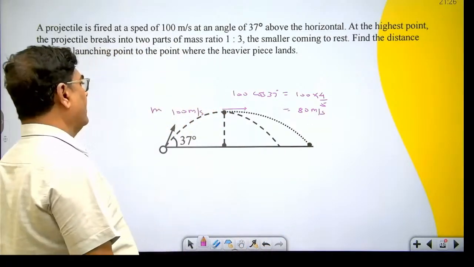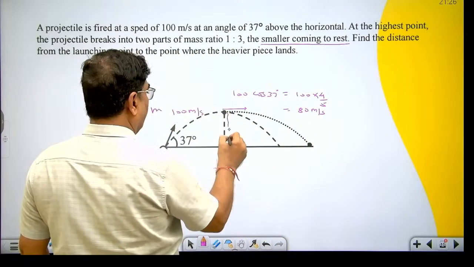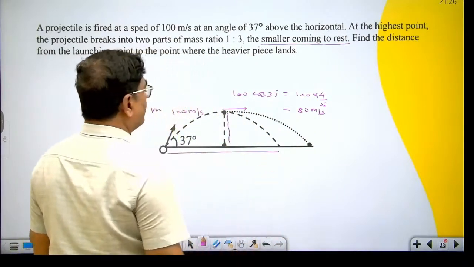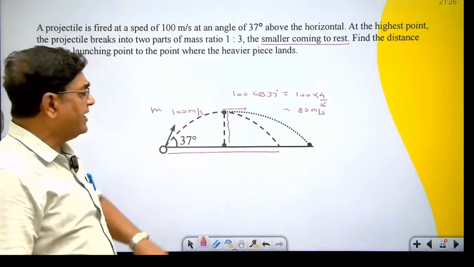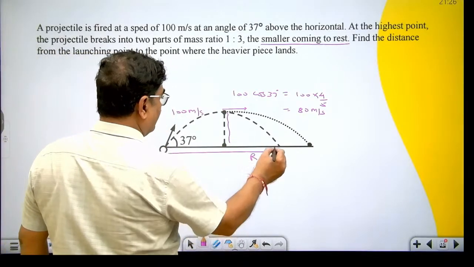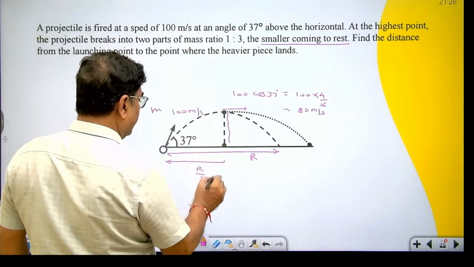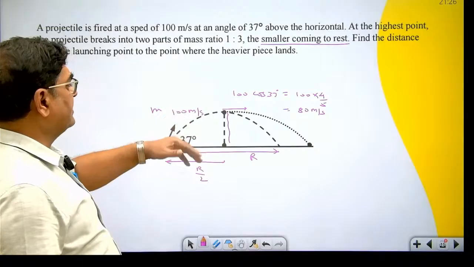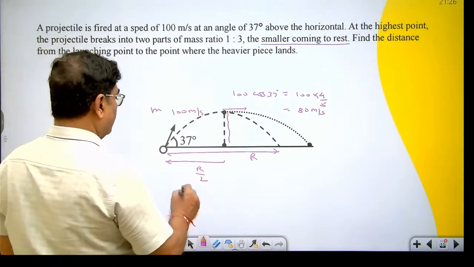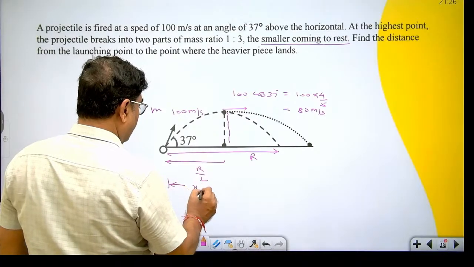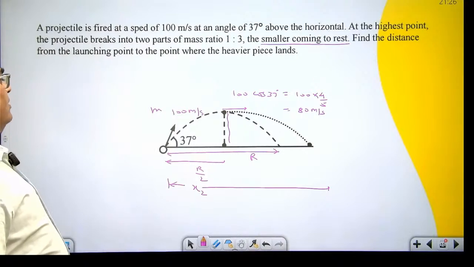This is before breaking. And what is given? The smaller particle comes to rest, which means the smaller part will fall here. If the projectile had not broken, it would have landed at a distance R, where R is the range of the projectile. The lighter part will fall at R by 2, because it is breaking at the highest point. This distance is R by 2. Now where will the heavier part land? Let us assume the heavier part lands at a distance x2 from point O.